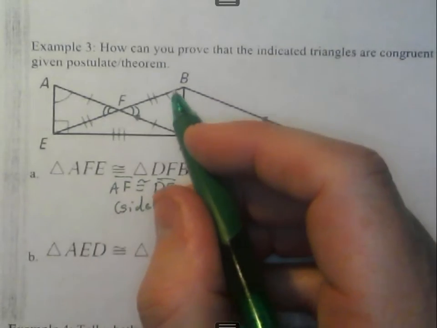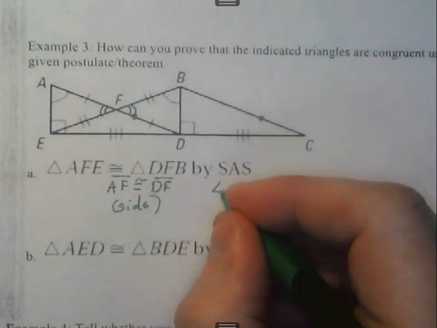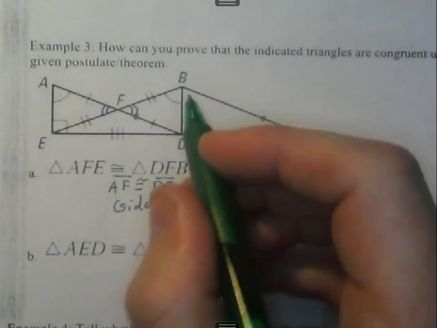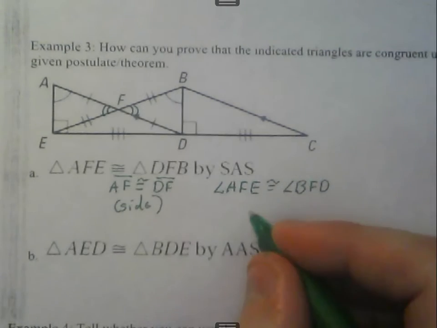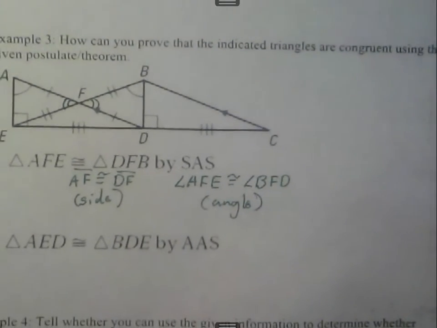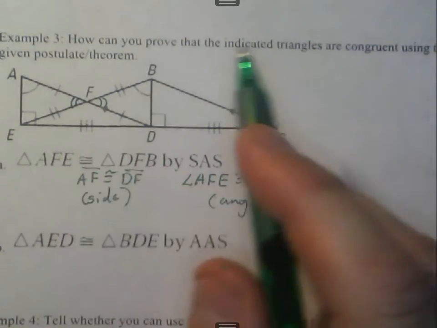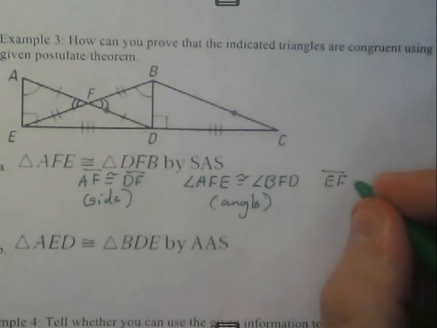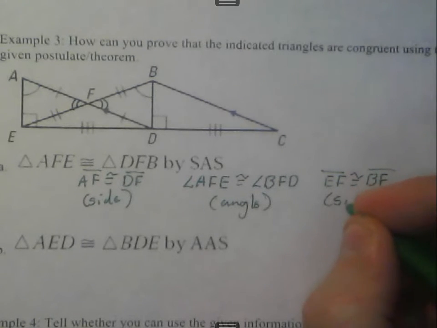I could do my angle, so I could say BFD, or let's go AFE, is congruent to BFD. This would be my angle. And if I did my other side, since I already have AF, I'm going to do EF is congruent to BF. And this would be my remaining side.